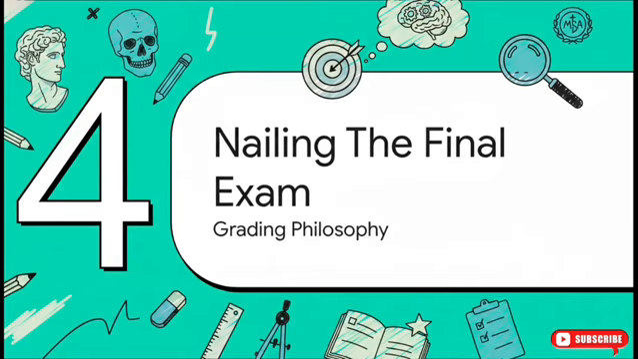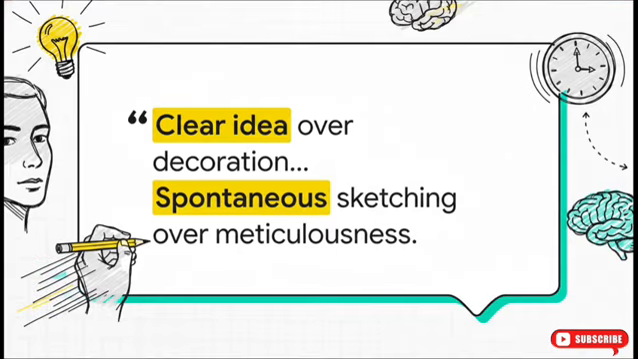All right, bringing it home with Section 4, Nailing the Final Exam. Let's look at execution and grading philosophy. So all this speed training we've talked about is great, but we really need to align it with what the examiners at the Maharashtra State Board of Art Education are actually looking for. Their grading guidelines directly state that they value a clear idea over decoration and spontaneous sketching over meticulousness. Think about that. That elegantly justifies our entire strategy for today.